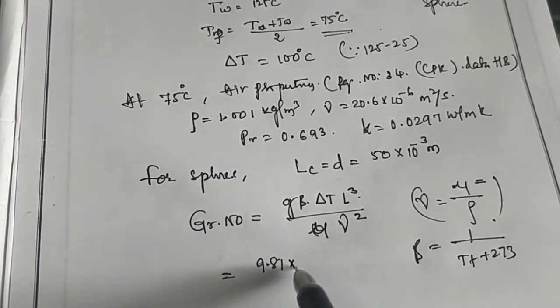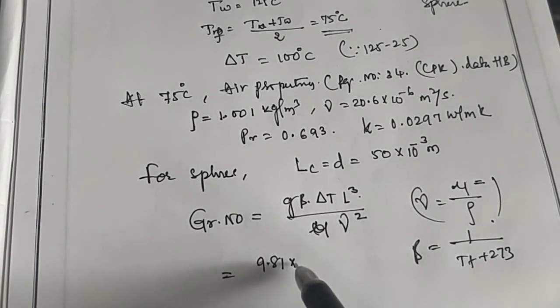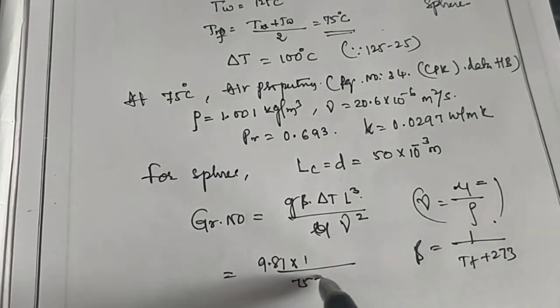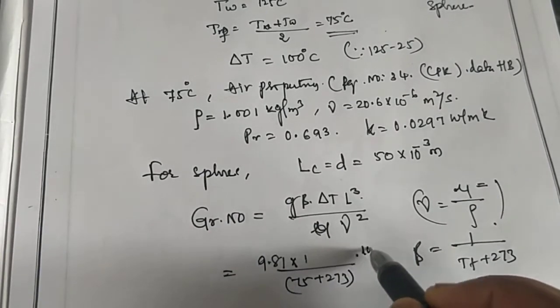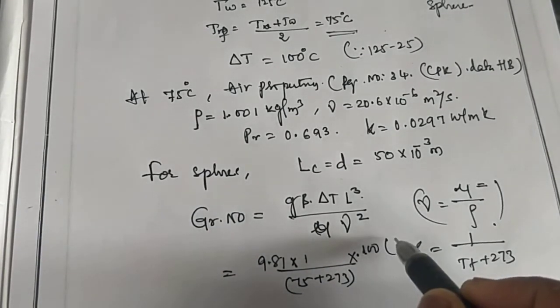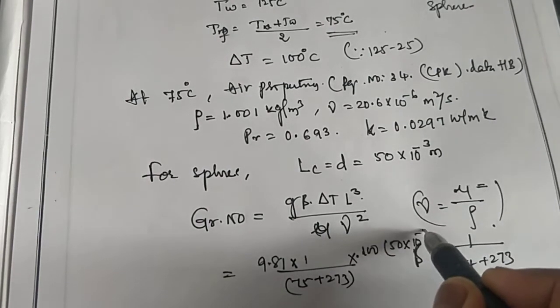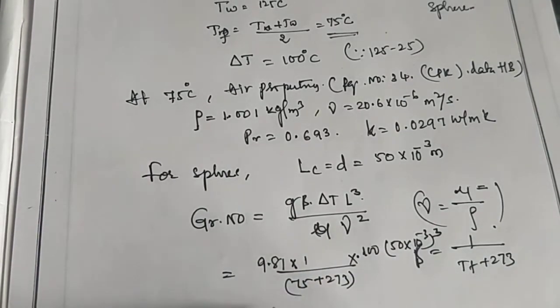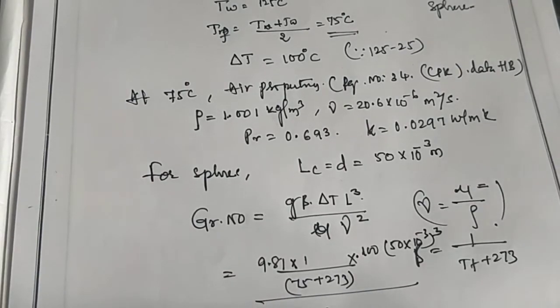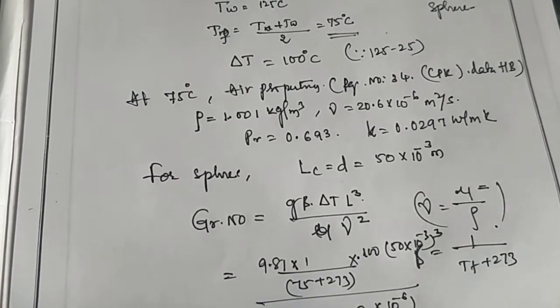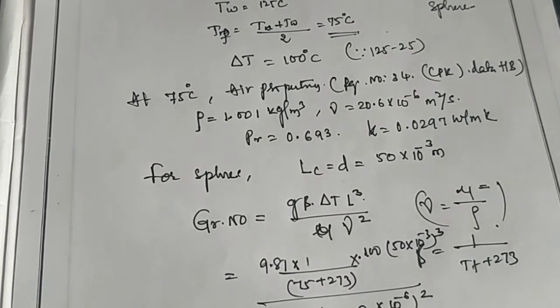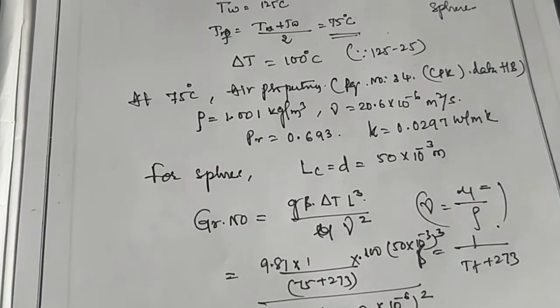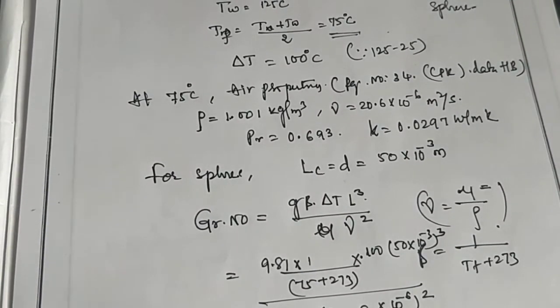9.81 into 1 divided by 75 plus 273. Delta T, already noted down, is 100. L cube is (50 into 10 to the power of minus 3) whole cube, whole divided by (20.6 into 10 to the power of minus 6) whole square. So now the Grashof number is equal to 8.3 into 10 to the power of 5.